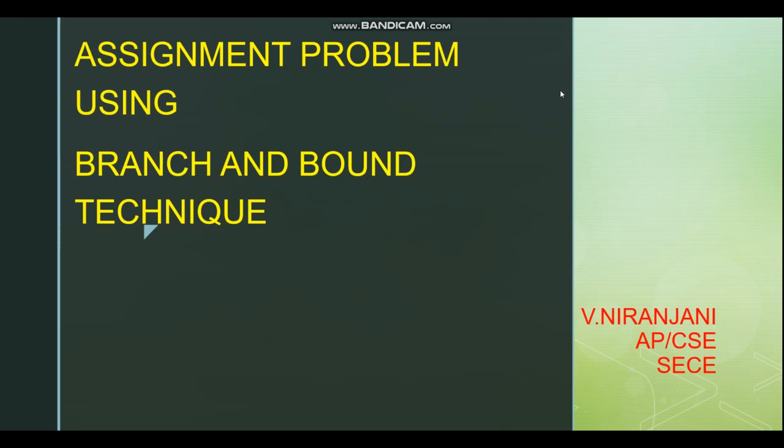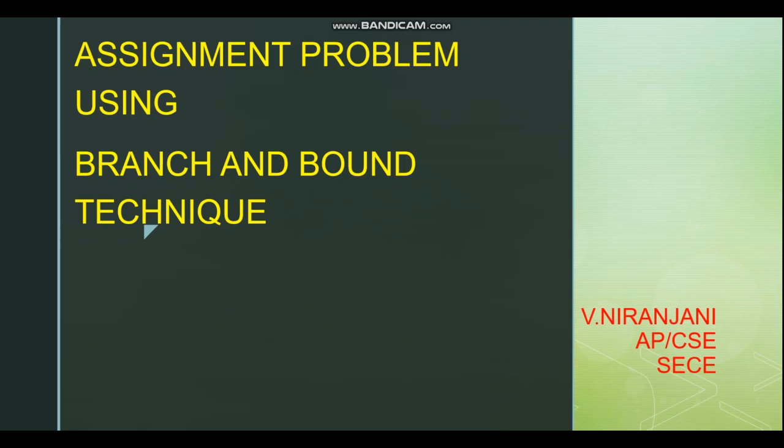Here we will be using two strategies. One is a LIFO search and another is a FIFO search. LIFO search means last in first out. We will be using a stack data structure. FIFO means first in first out. We will be using a queue data structure.